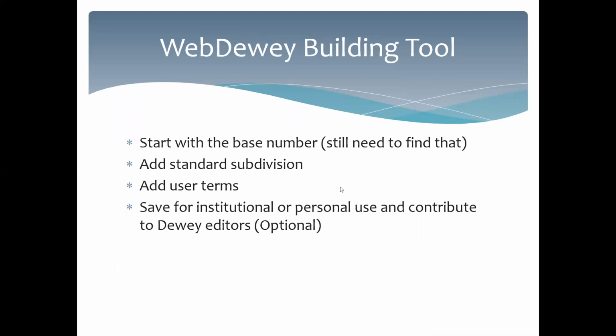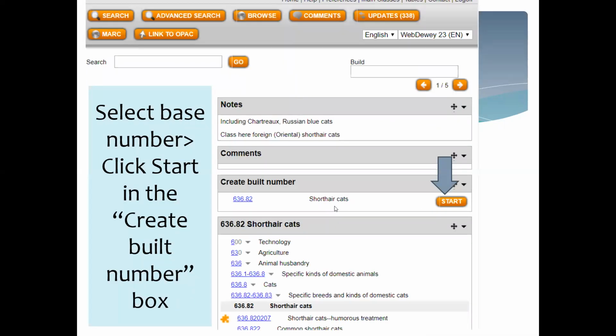With the WebDewey building tool, you're going to start with the base number, as you always do. Then you're going to look to see if you can add standard subdivisions, and then any other subdivisions you might need to add. It's not just the standard ones, but any subdivisions you might need to cover those facets, those additional topics. Then you're going to add your user terms, and they give you a choice from those. And then you're going to save it for institutional or personal use or contribute it to the Dewey editors.